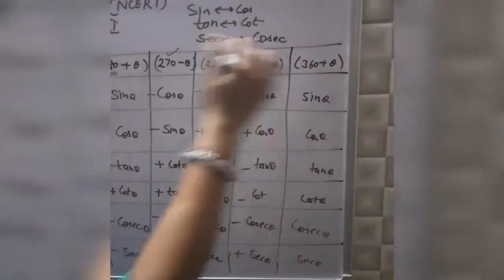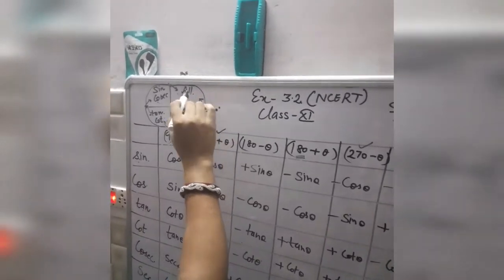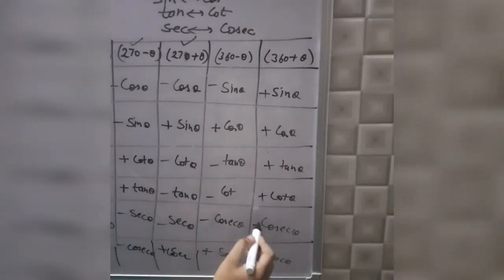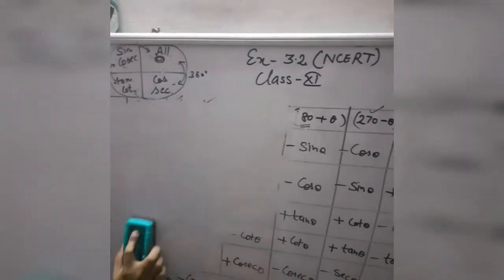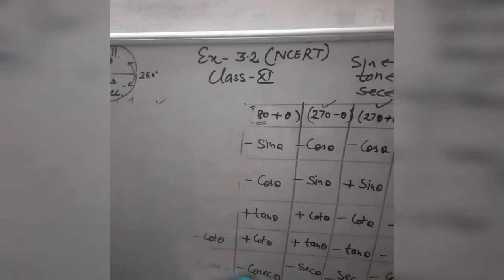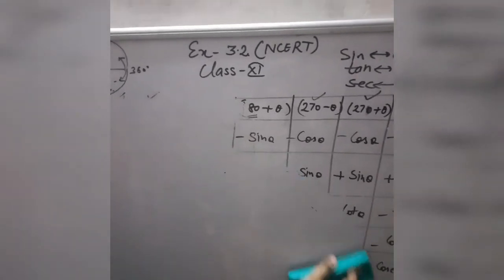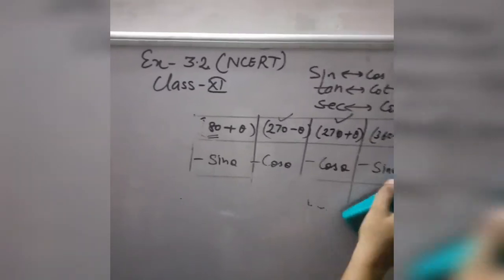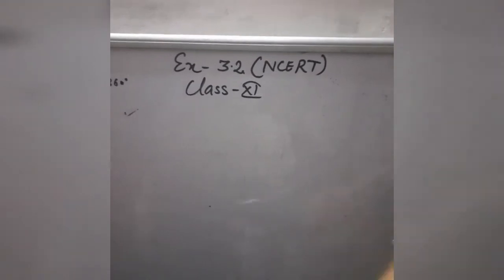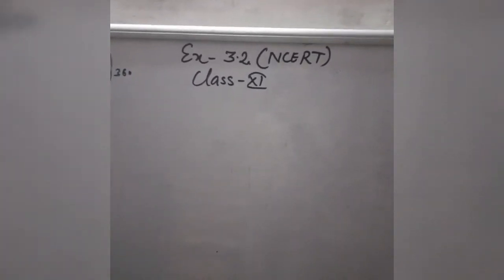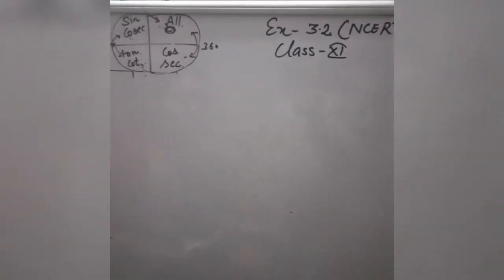But if you add some angle to 360 again you reach the first quadrant, and in the first quadrant all are positive. That's why all 6 will be positive in this quadrant. So this is the table. We will use this table in this exercise. With this table you will learn the value of all these 6 trigonometric ratios at 0 degree, 45 degree, 30 degree, 60 degree, 90 degree, which you already did in the previous class, 10th class. All of you know the values of these 6 trigonometric ratios at 0, 30, 45, 60, 90 degrees. Learn that table also.